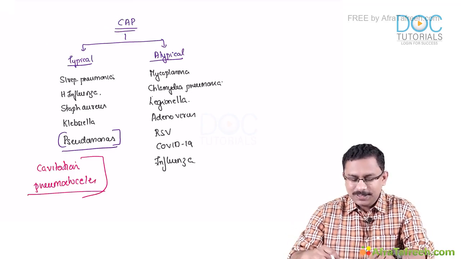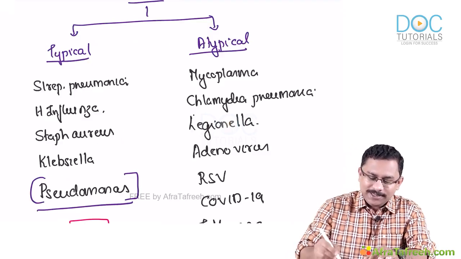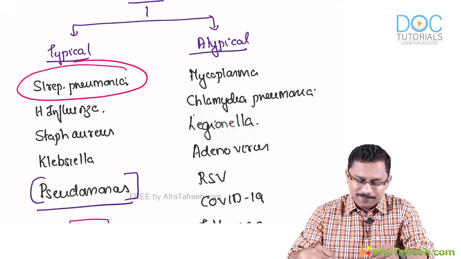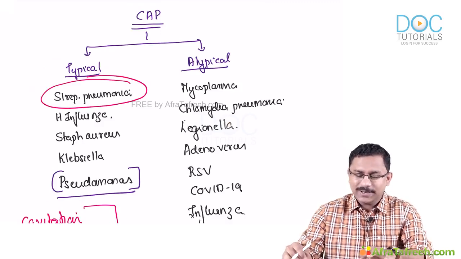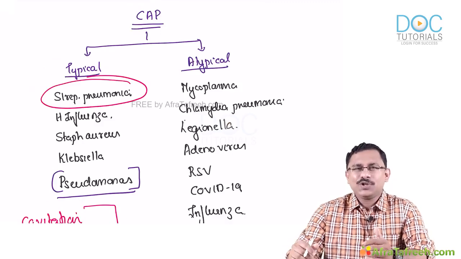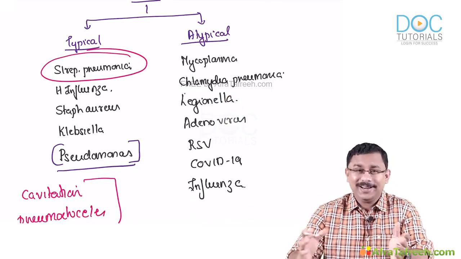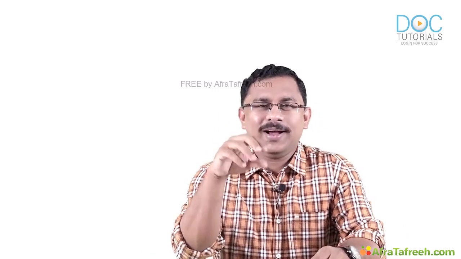All right. Let me tell you once again, the most common organism causing a community acquired pneumonia will be the pneumococcus. Now, when you divide this into typical as well as atypical, you should always know that when it comes to the practical aspect of treating a pneumonia, you are more concerned whether the pneumonia is caused by an organism which is drug resistant.